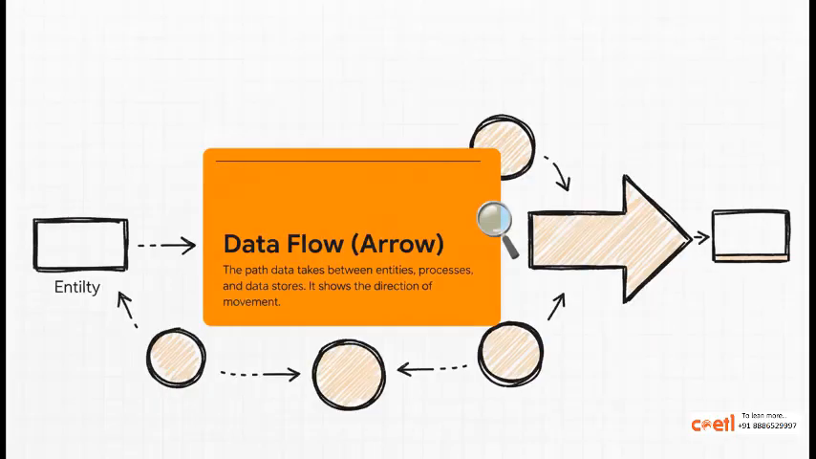And finally, we have the star of the show, the data flow itself. This is our arrow. It's the path that connects everything else together, showing the actual movement of data from an entity to a process, or from a process over to a data store, and so on.